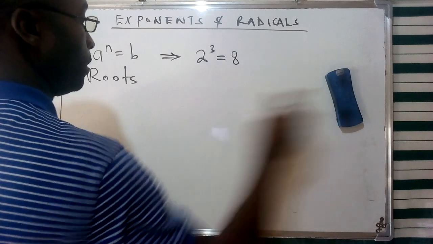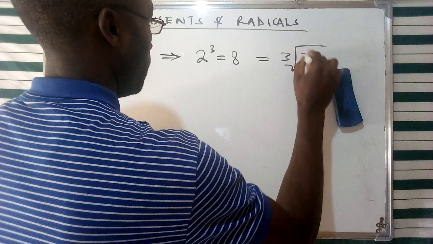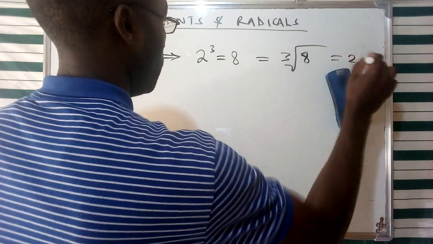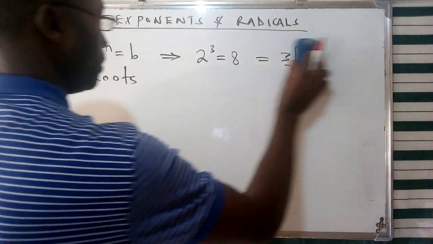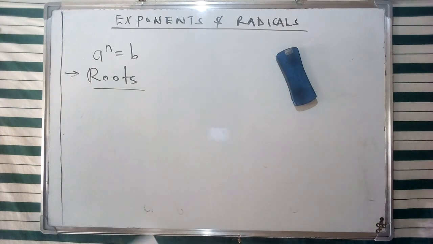So therefore, if we're going to find the third root of 8, this is going to be given as 2. I'm just going to give this general representation, but I want us to have a general definition for this specific case for a root.